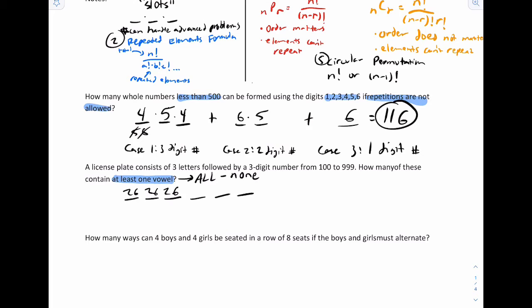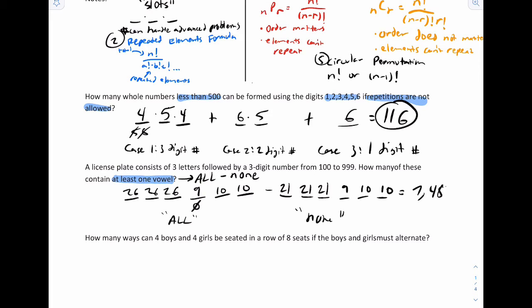But then it says the next 3 is from 100 to 999. So this is going to be 9. I can't use 0 here. And then 10, 10. So this is our all. But then we're going to subtract our none, meaning no vowels. There are 5 vowels, A, E, I, O, U. So that's 21, 21, 21, and then 9, 10, 10. Plug that in your calculator, and then you get your answer.